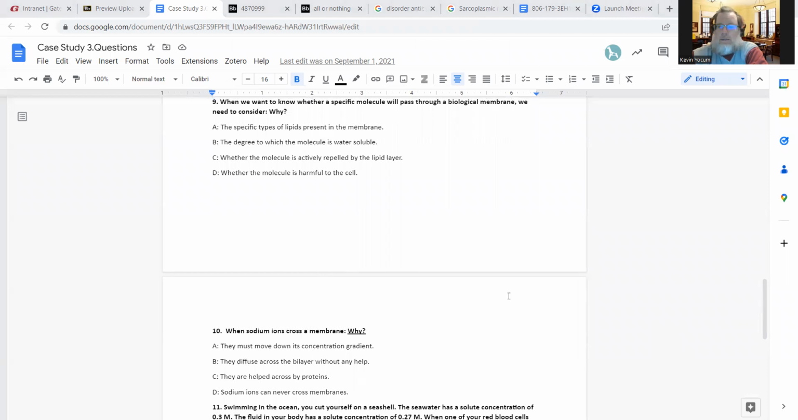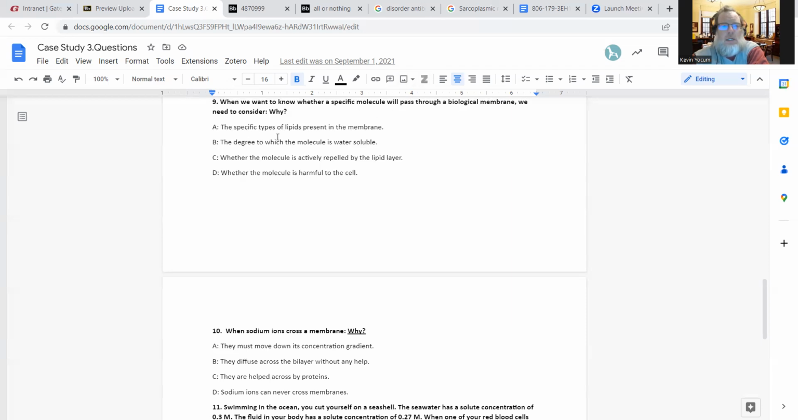Okay, what do we got here? Number 9. We want to know whether a specific molecule will pass through a biological membrane. So will it pass through? What do we need to consider? Specific types of lipids present in the membrane. Do the lipids of the membrane have anything to do with movement of a molecule? Not really. Remember, it's intramembrane proteins, and these channels, they have a lot to do with moving things in.